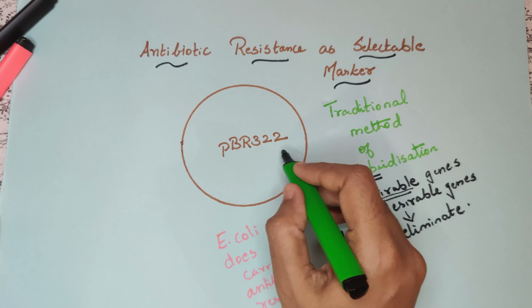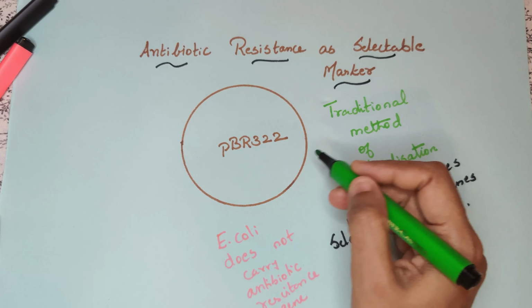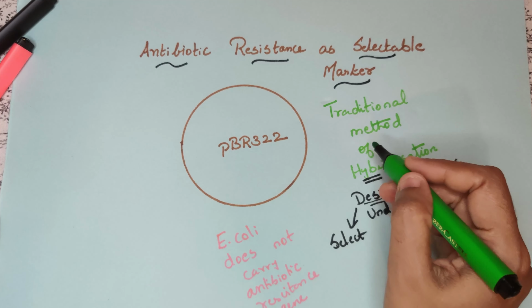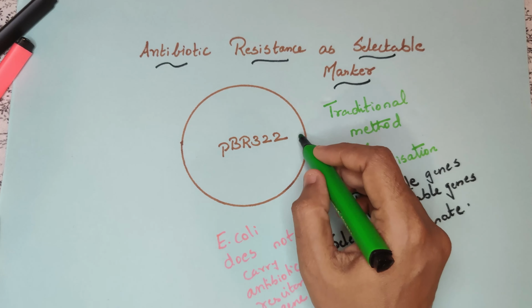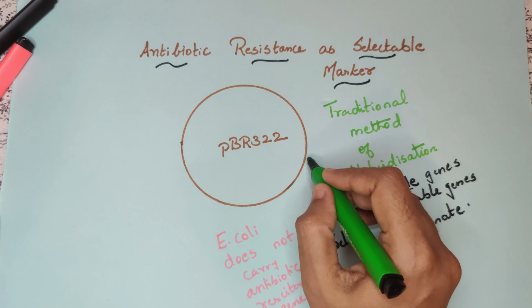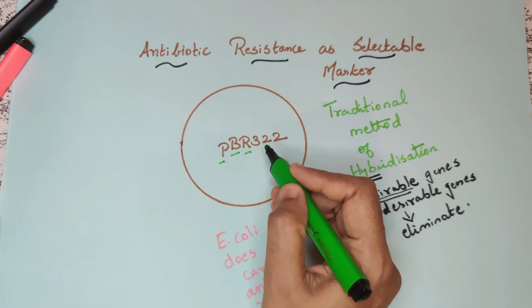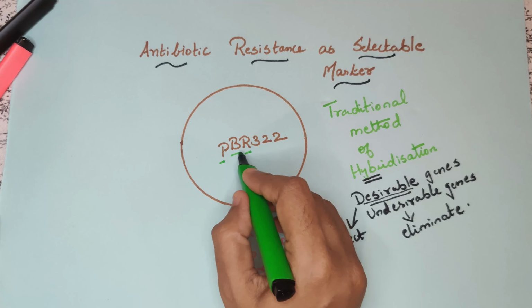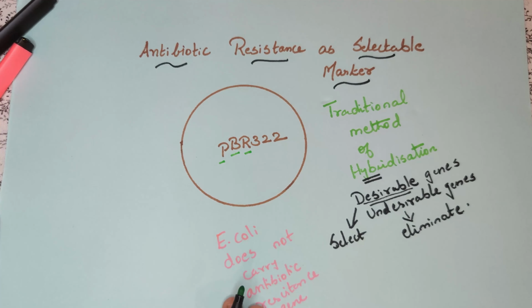Plasmids, you all know, are extrachromosomal circular DNA. They are capable of independent replication. They are not dependent on the host DNA. So this plasmid has been constructed artificially. P stands for plasmid, B stands for Bolivar, R stands for Rodriguez. These are the two scientists who were involved in constructing this first artificial plasmid.